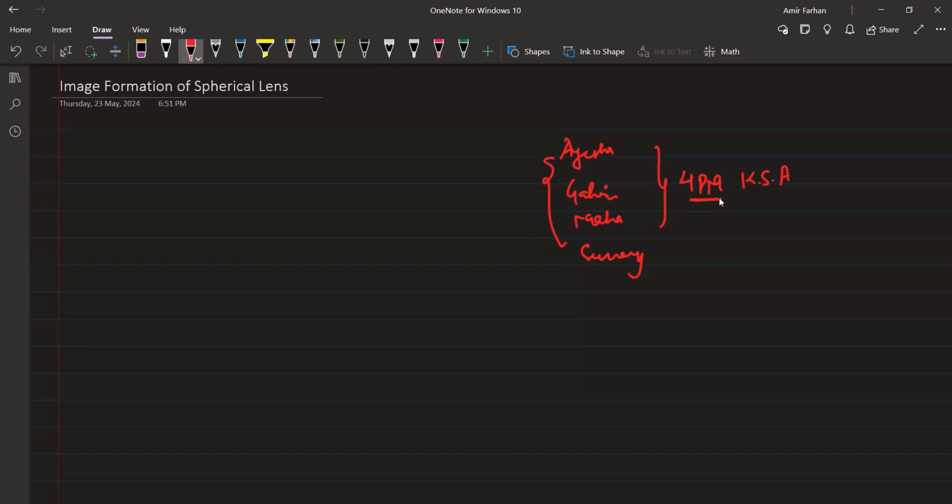Theek hai. Dekho, 4 p.m. KSA, and if you talk about the UAE timing, that would be, not 5:30, that would be 5 o'clock. There is a 1 hour difference, na bacho? Yes, sir.